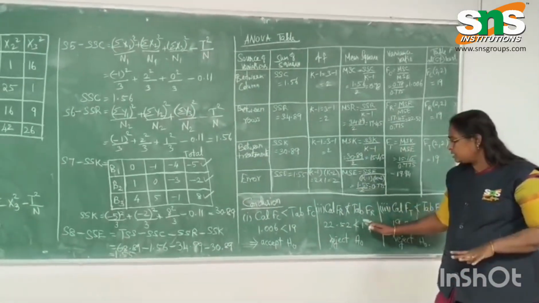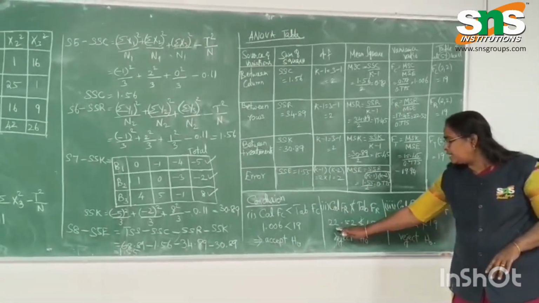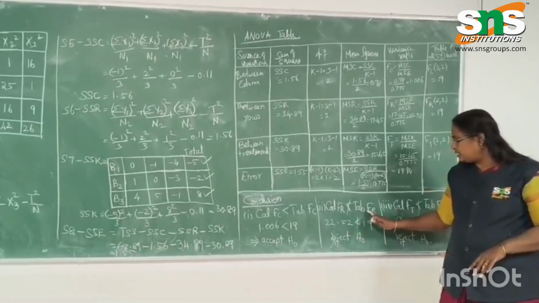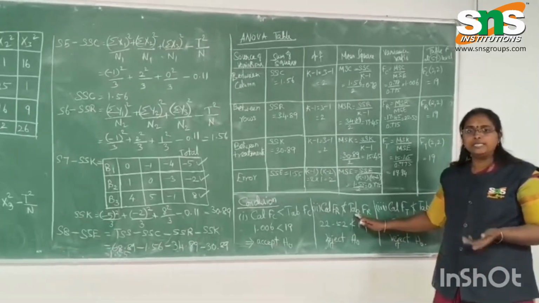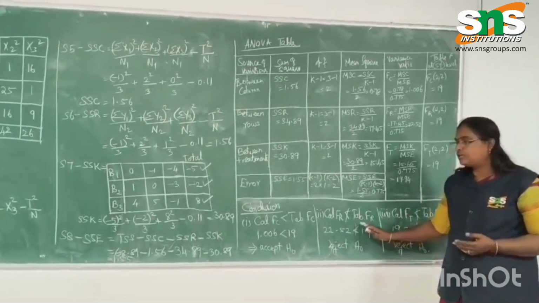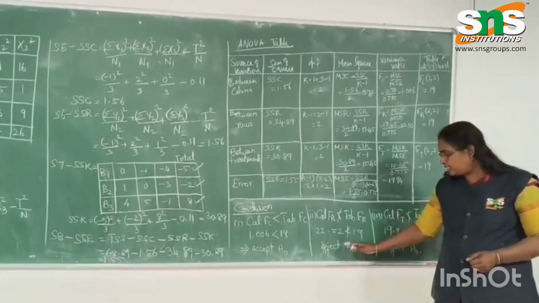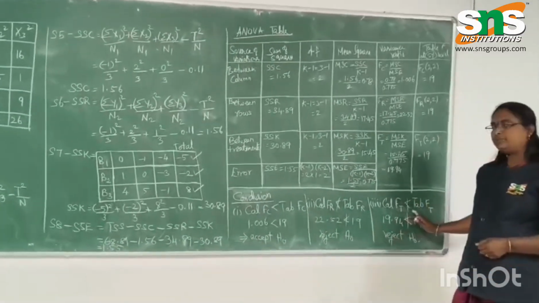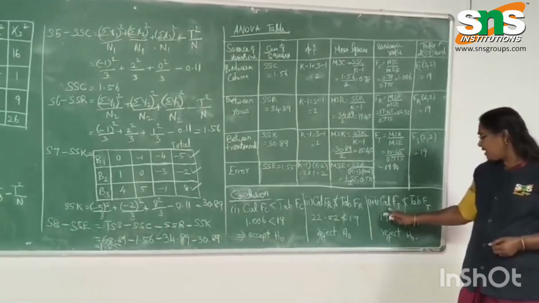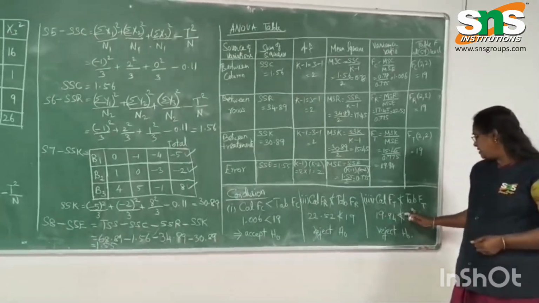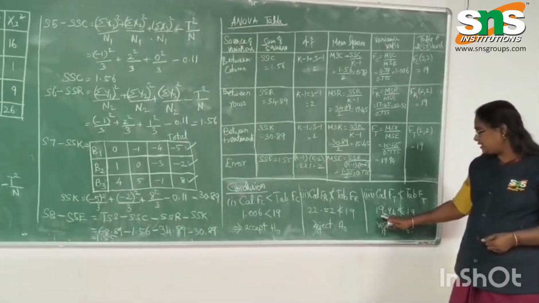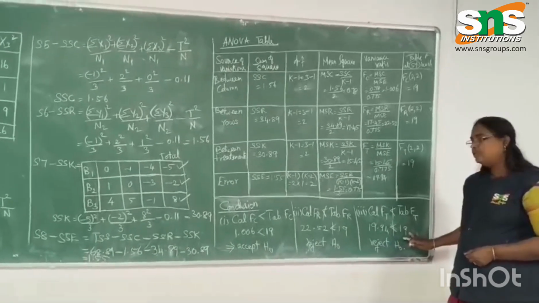And then come to row wise, the calculated value and tabulated value. Here the tabulated value is lesser than the calculated value. So the condition is not satisfied, so we can reject this H0. The same thing in treatment also, the calculated value and tabulated value, the tabulated value is the lesser value. See here 19.94 and here only 19.